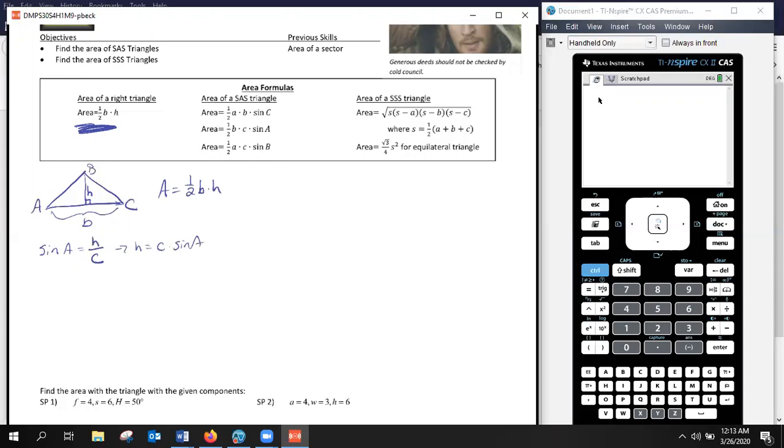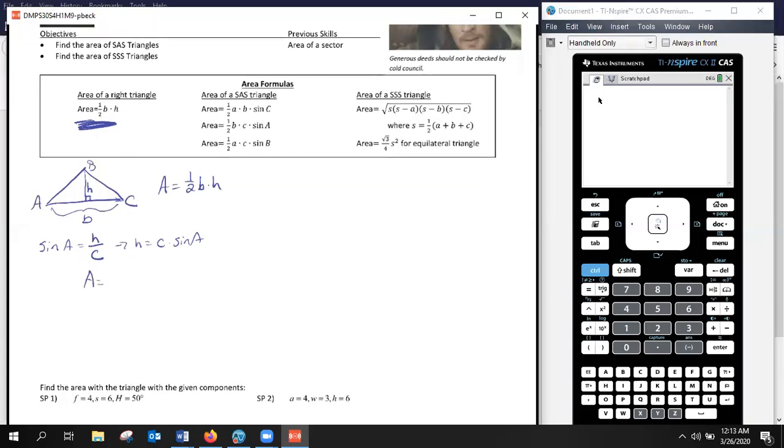So what we could do is rewrite our area formula. If we take this H, C sine A, and substitute it in right there, we get that the area of our triangle is 1/2 base times C sine A. So a pretty simple way that we just derived that formula. So straightforward: area is 1/2 BC sine A.